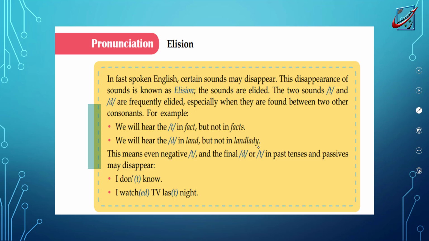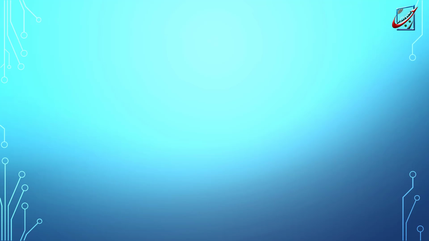So the two sounds that we don't pronounce, t and d, we elide them in words or in sentences if they are surrounded by two consonants. I don't know. I don't say I don't know. It's not right. I don't know. I watched TV last night. Last night. Okay, fine.